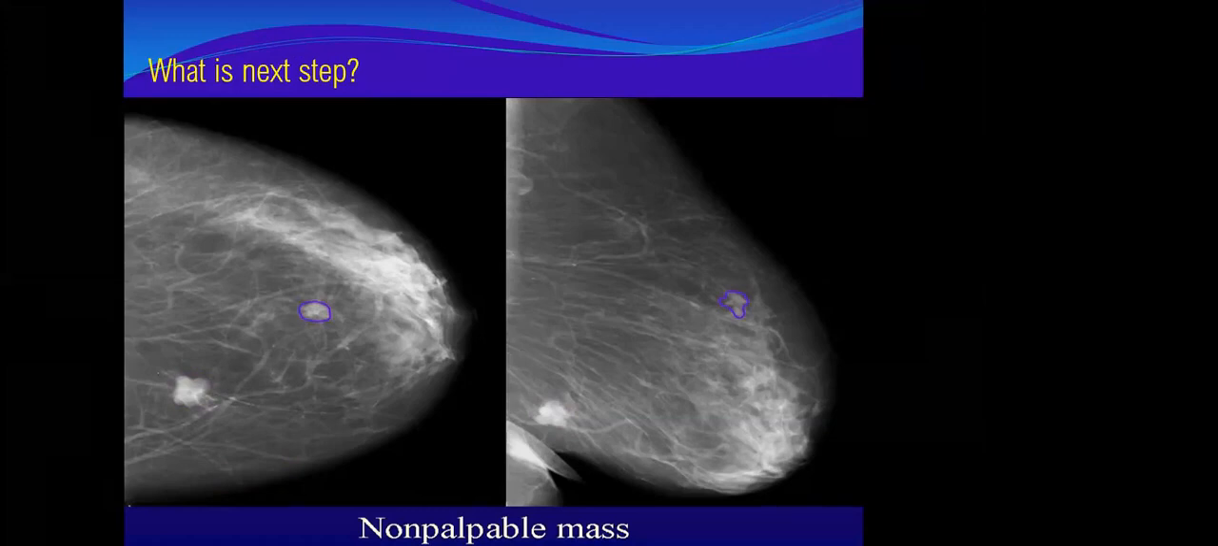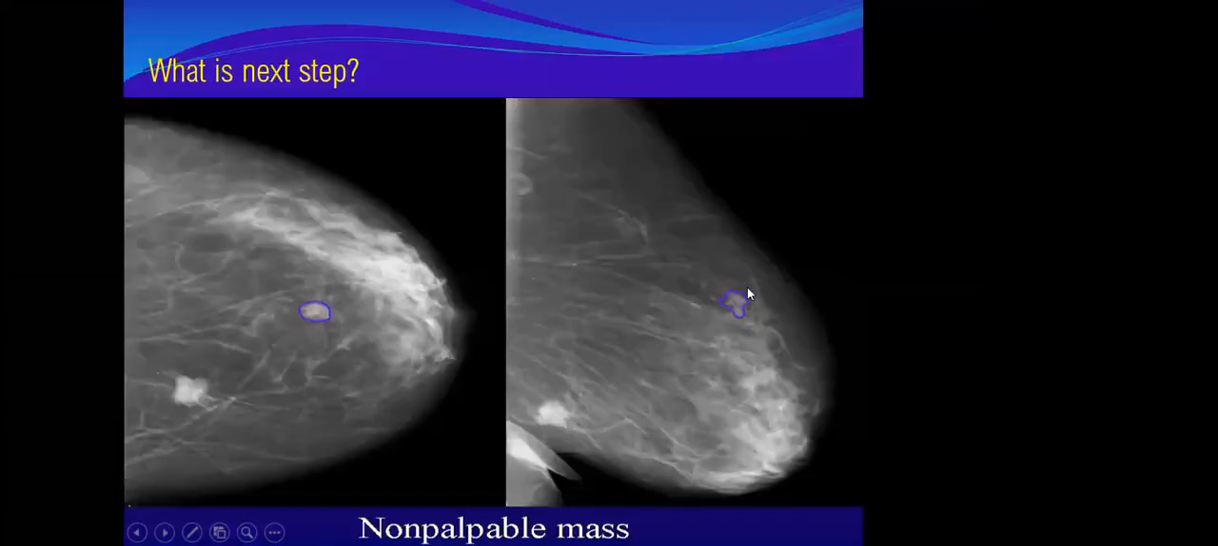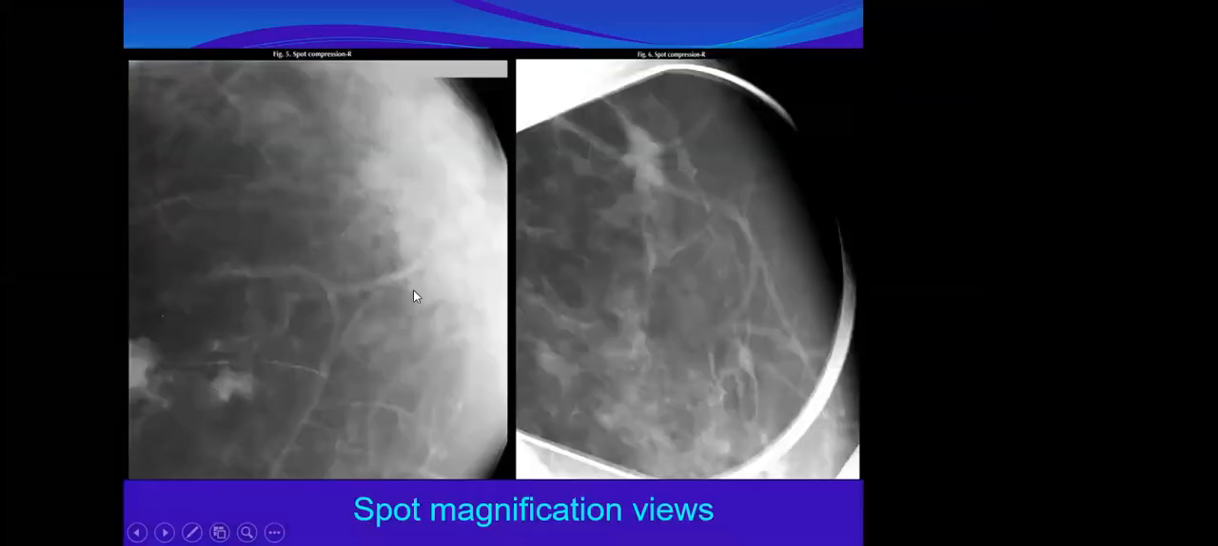Next step, as you describe, we'll go for the spot. So this is the other one. The spot magnification of CC, and this is on MLO. This is the MLO. Yes, you see, if you look here, this one. And this one, this is the CC view. This is the CC view, and this is the MLO.